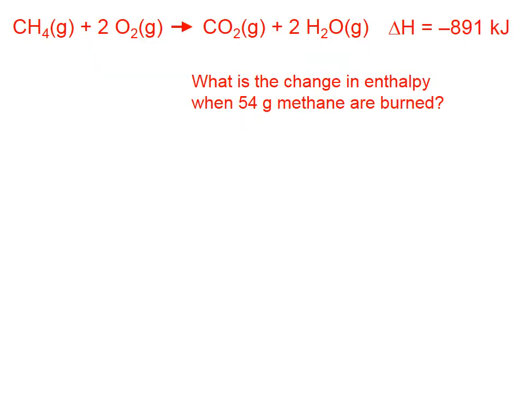At the top of the screen we see an equation for the combustion of methane, and in the upper right corner we see the change in enthalpy associated with the reaction between 1 mole of methane and 2 moles of oxygen to produce 1 mole of carbon dioxide and 2 moles of water. We can see that this is an exothermic reaction because of the negative sign in the change in enthalpy. What's the change in enthalpy when 54 grams of methane are burned?